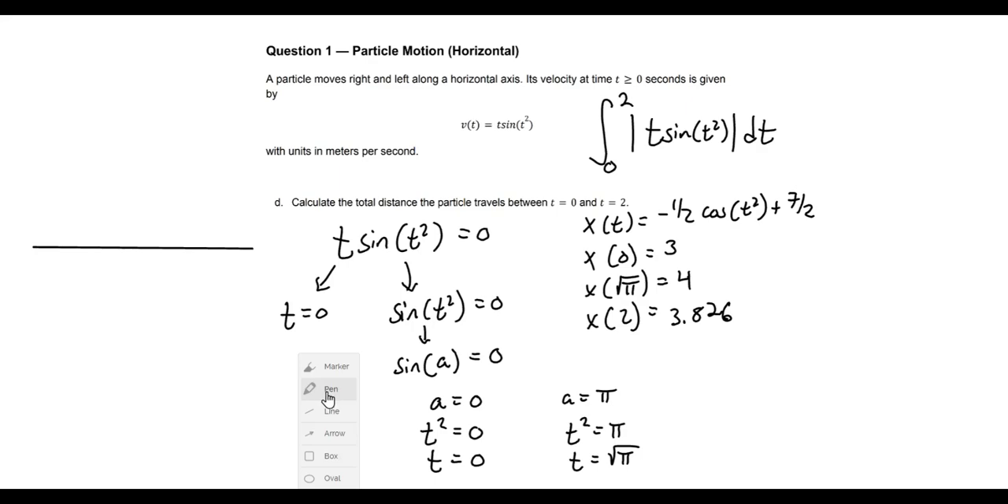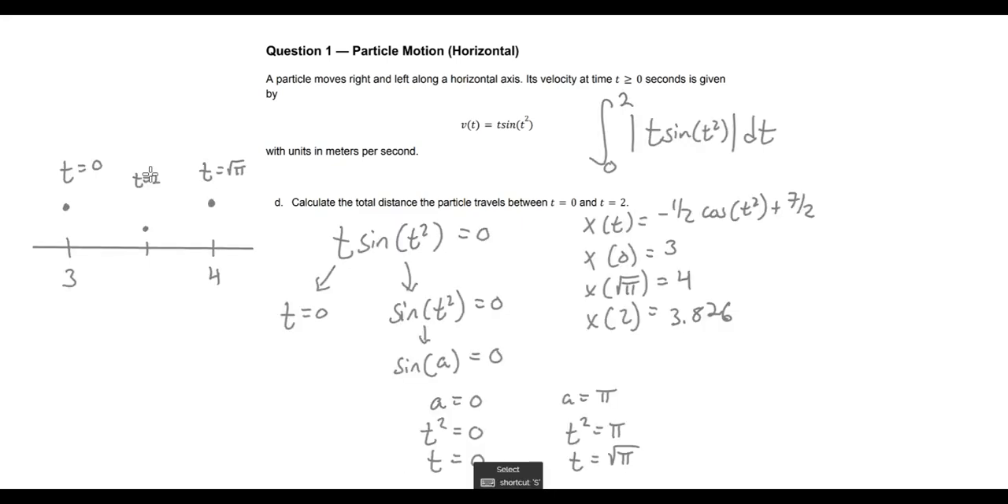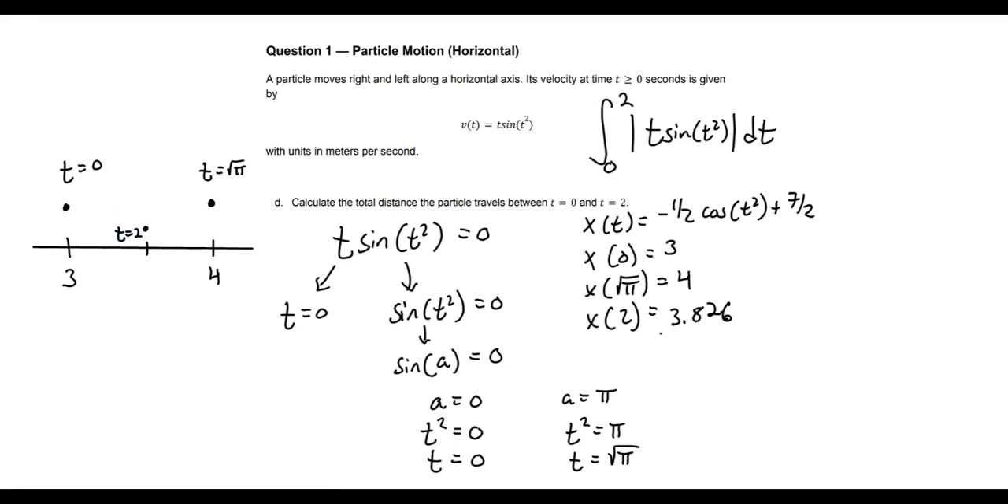Okay, so what on earth have we just discovered here? Well, consider this number line that I'm drawing over here. Now, when we first began, at t equals 0, we figured out that the position was 3. Then, later, at t equals the square root of pi, we were at a position of 4. And then, when t was equal to 2, so let me write it like this. This is t equals 2 here. Actually, let me put it down just here like that. We were at a position of 3.826.